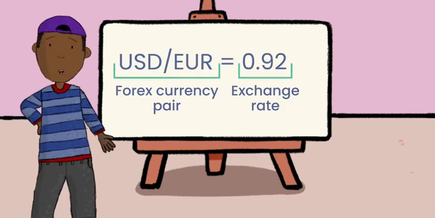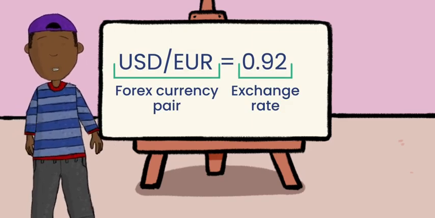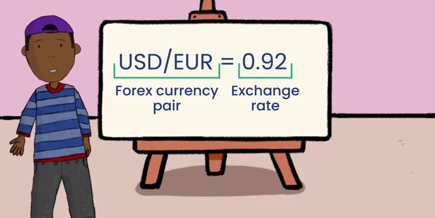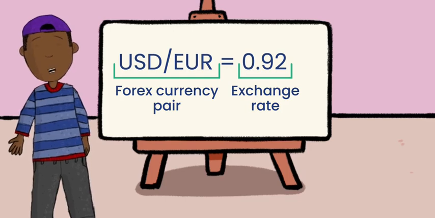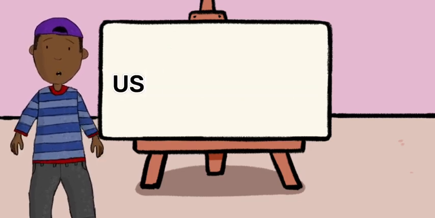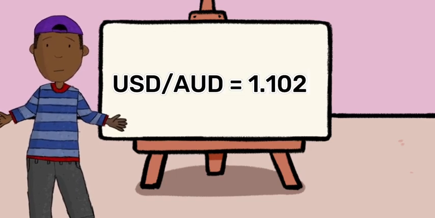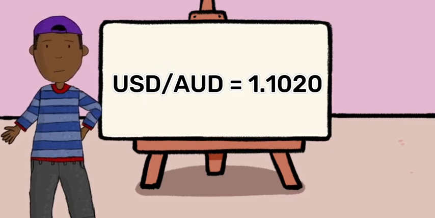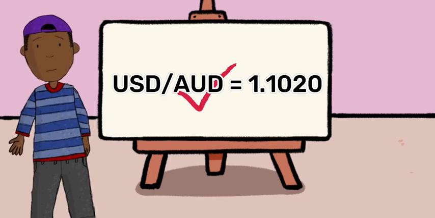Exchange rates are obviously quoted in pairs because you can't sell or buy one without buying or selling another. You will therefore see something like this when you go to buy or sell a currency. USD/AUD equals 1.1020. The first currency is known as the base currency and the second as the quote currency.